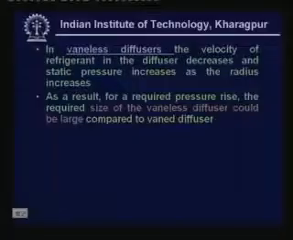Since for a given pressure rise, or for a given drop in velocity, you require a larger diameter if you are using a vaneless diffuser. As a result, the size of a compressor using a vaneless diffuser will be larger compared to a vaned diffuser compressor. So that is what is mentioned: for a required pressure rise, the required size of the vaneless diffuser could be large compared to a vaned diffuser.